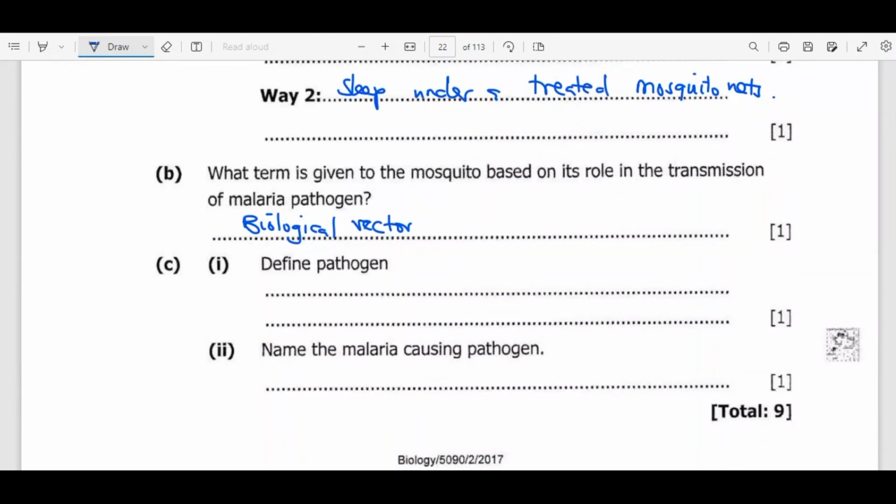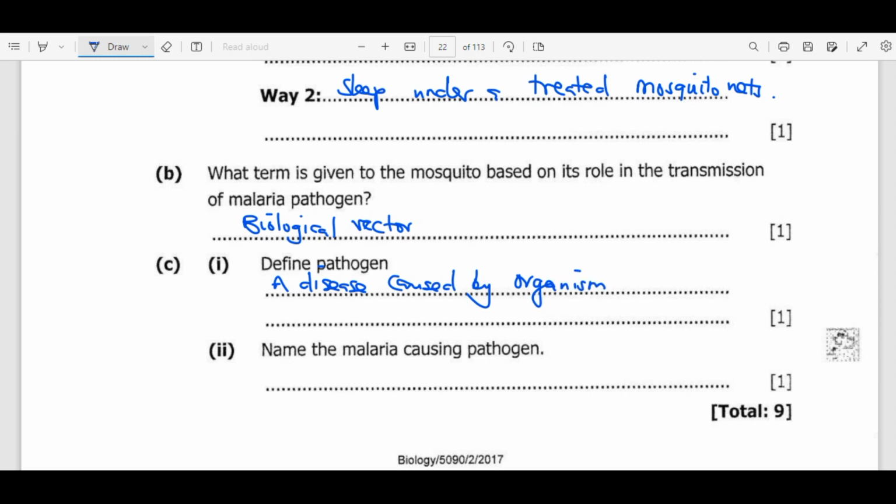So define pathogen. A pathogen is a disease causing organism. So that is what we call a pathogen. It is a disease caused by an organism.